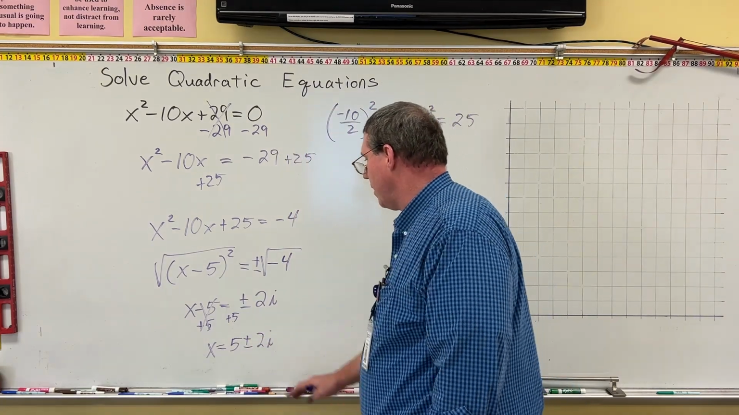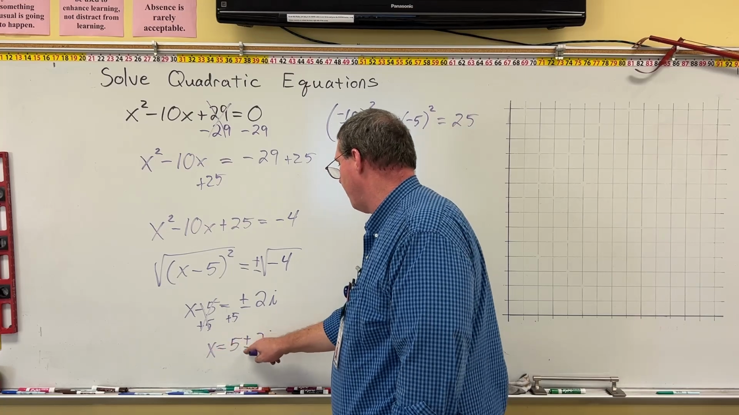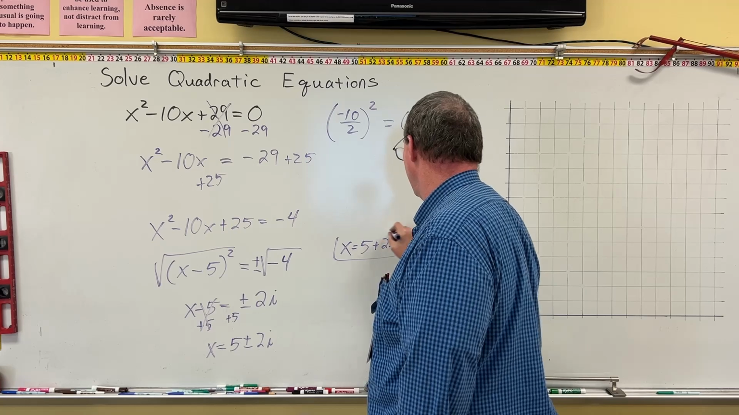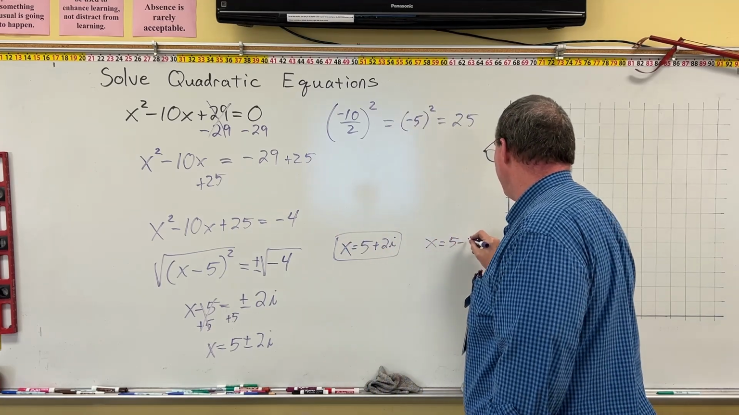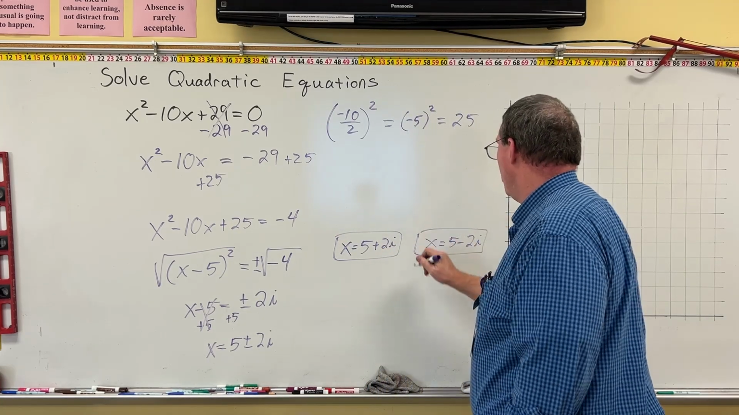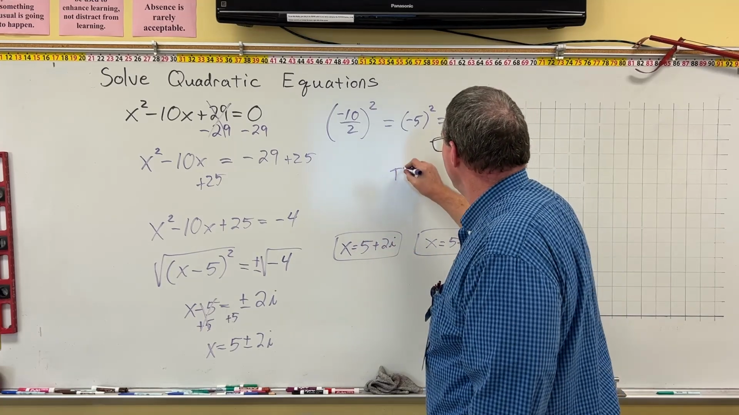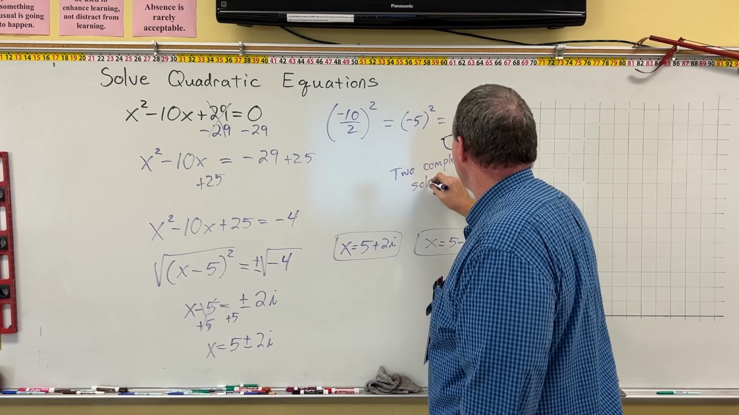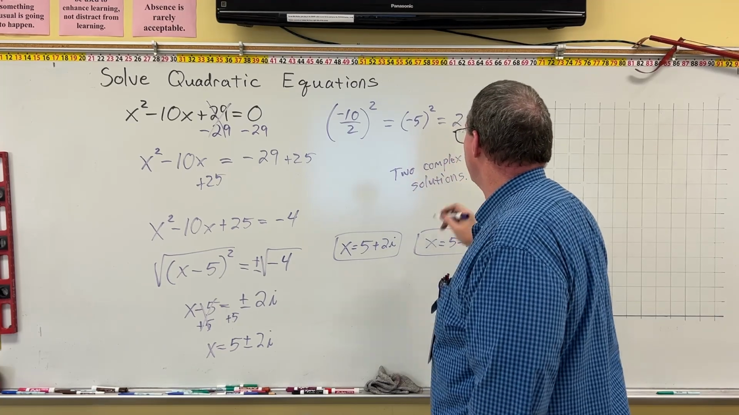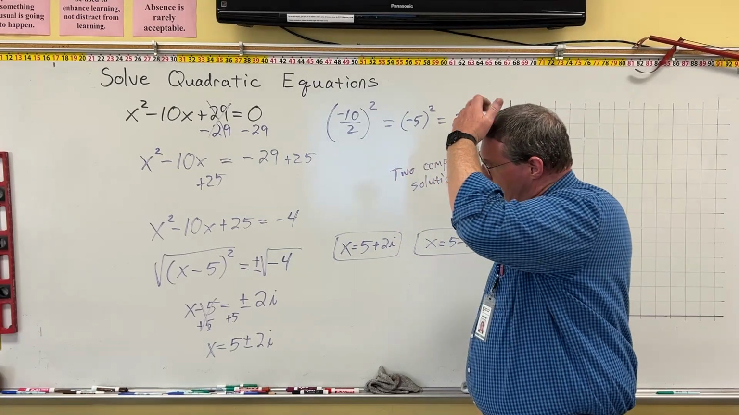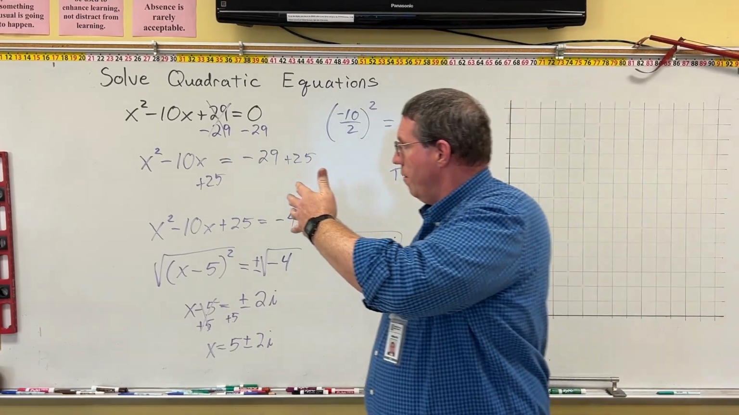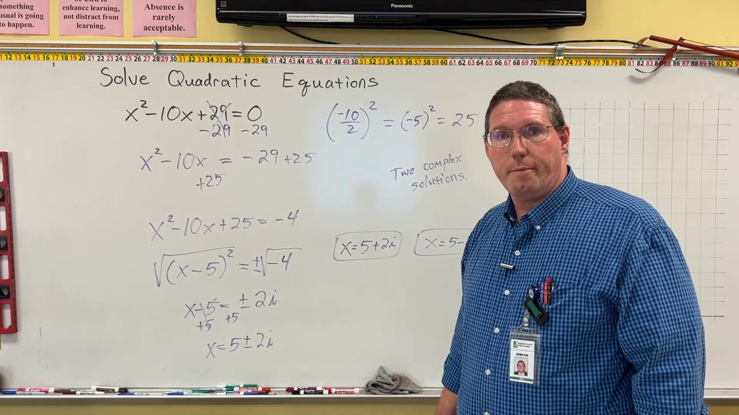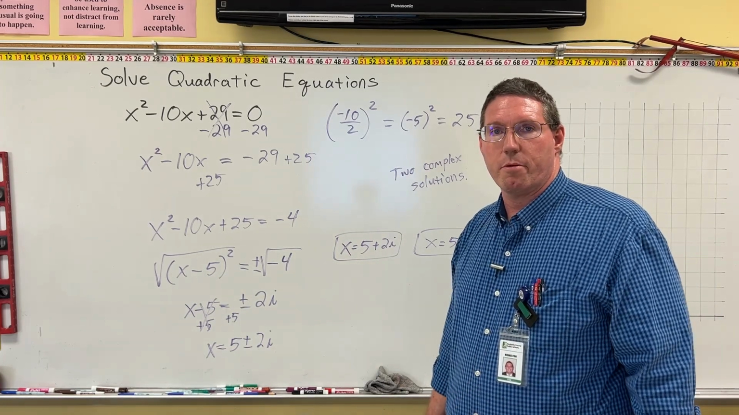And so now we have x is equal to 5 plus 2i, and x is equal to 5 minus 2i. That's one answer. The other one is x is equal to 5 minus 2i. That's the other answer. They're both complex numbers, and so we know that this has two complex solutions, and that must mean that if we had done the quadratic formula, then we would have wound up with a negative discriminant. Okay, in the next video, we're just going to do a couple more examples just to sharpen the saw.